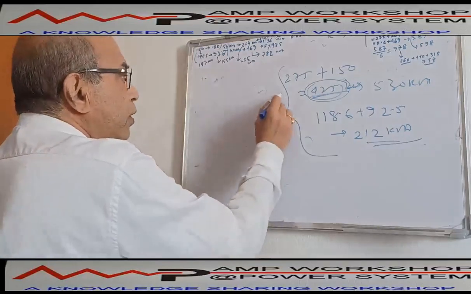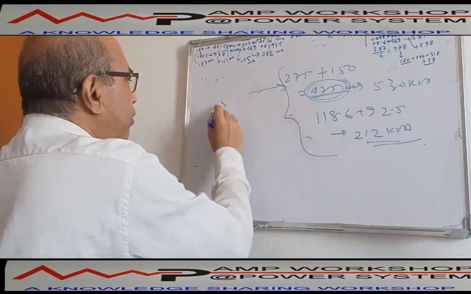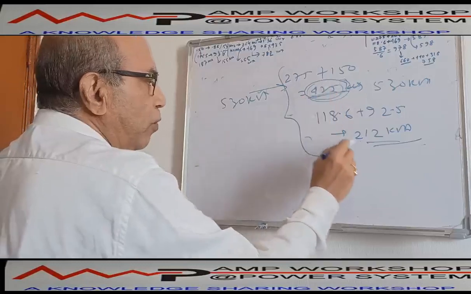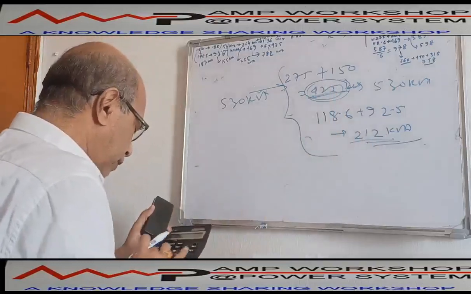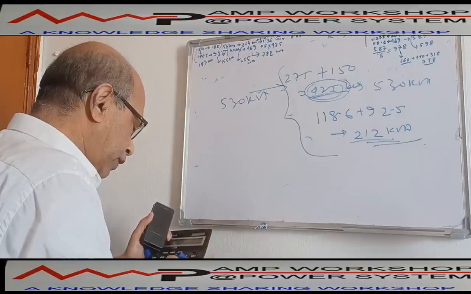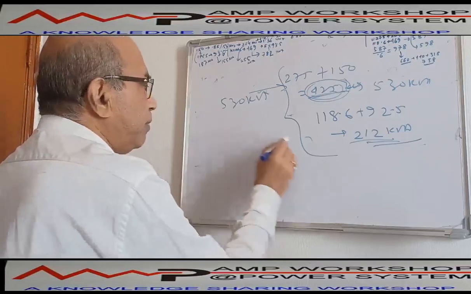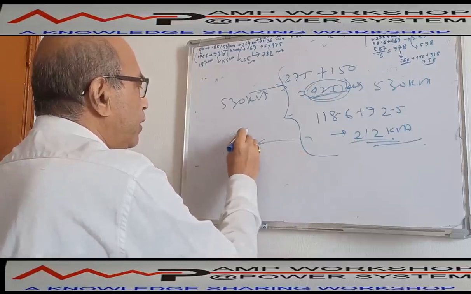530 kVA. So to run this load, a 530 kVA generator is required. And if you go for the kVA, then 212 divided by 0.6. So this is equal to how much? This is equal to 353. From the kVA point of view, you need 353.